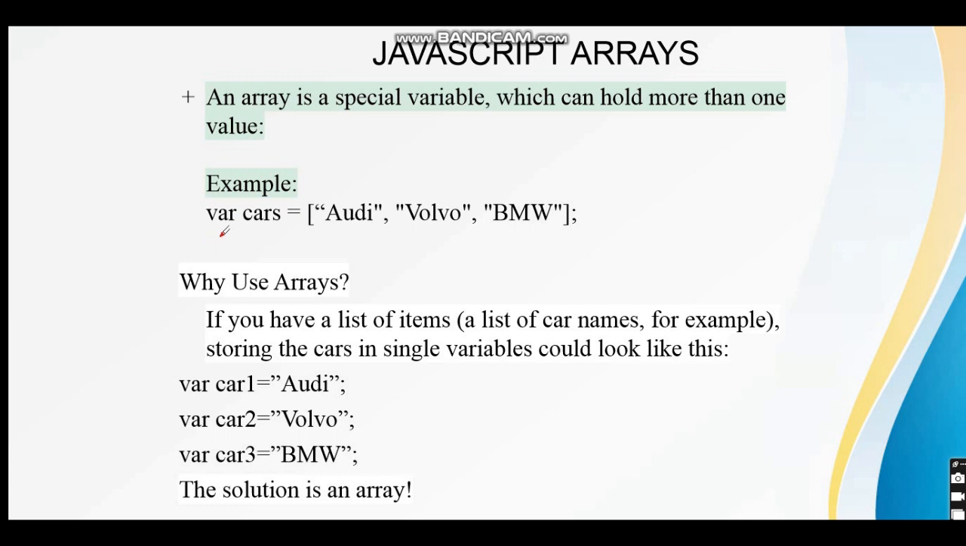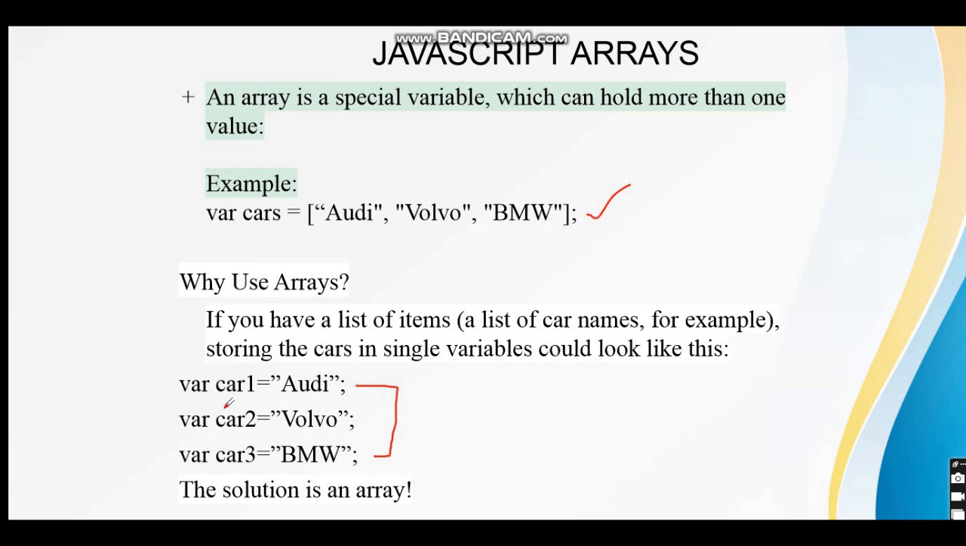An example is var cars equals to. This is the example of the array with multiple values. Why are we making use of an array? If you have a list of items, that means if you want to store a list of car names, then storing the cars in single variables could look like this. Okay, this is how it will look when we are trying to store the names of the cars using single variables, right?